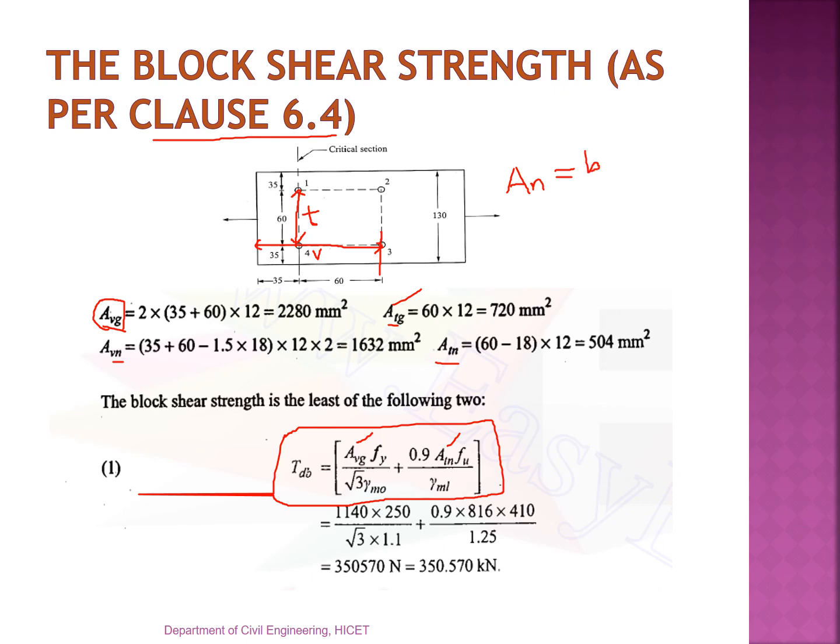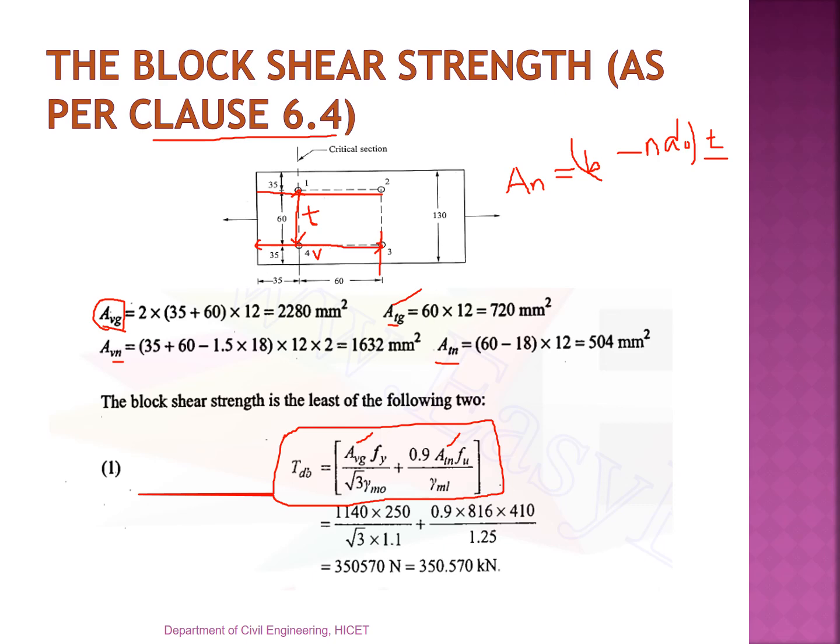So the formula for net area AN is equal to (B minus n d0) into T. Okay, so this is the net area formula. B means breadth, n means number of bolt holes in the section, d0 means diameter of the bolt hole, and T means thickness of the plate. Okay, so first one, AVG. AVG means, so this area, right?